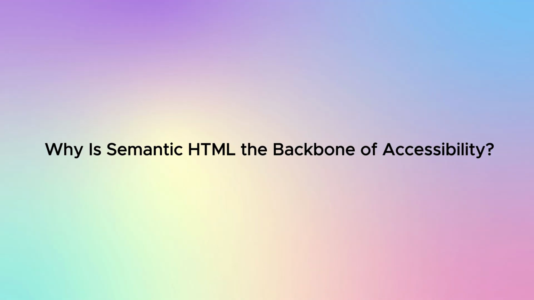So why does semantic HTML matter for accessibility? Let's break it down. Semantic HTML gives screen readers the context they need to interpret and announce elements accurately. A button tells the user that they can interact with it. A main element helps them jump straight to the core content. It's like providing signposts on a busy road.